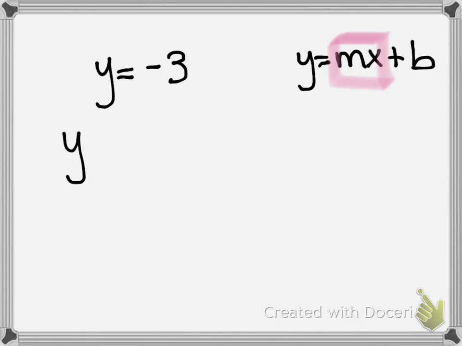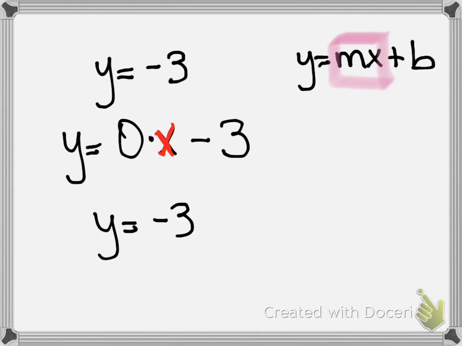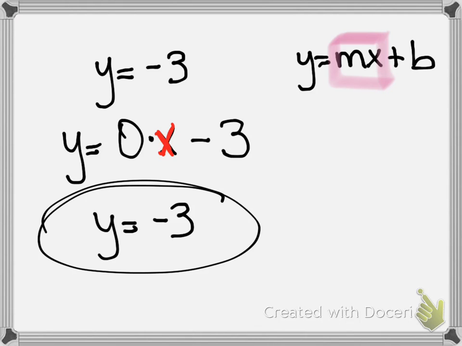Well, if slope was 0, that would be 0 times x minus 3. And it doesn't matter what x is. If you multiply it by 0, it goes away. And it simplifies to y equals negative 3. So any line that has an equation y equals an integer, or y equals a real number, the slope is always 0, or it's a flat line.